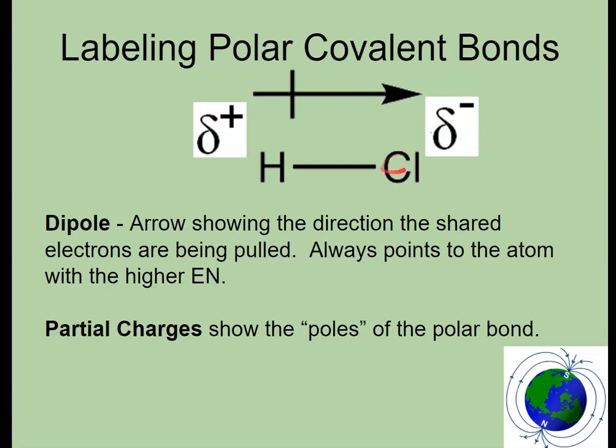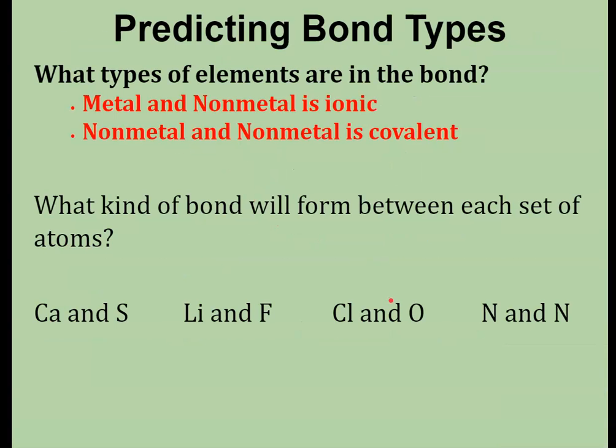So there's a big difference in the pole there. That dipole is showing the direction the electrons are going toward. And then, of course, there are those partial charges. If the electrons are getting pulled this direction, that means since electrons are negative, we're going to have a partially negative charge here and a partially positive charge over here. Okay, good.